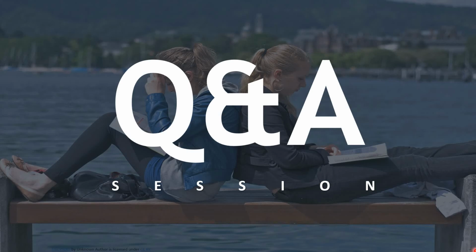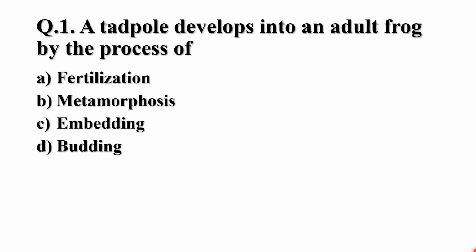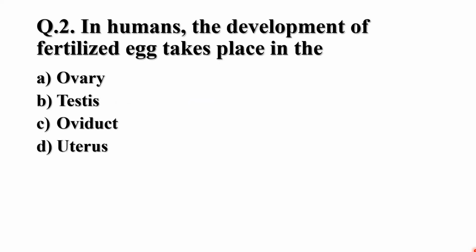And students, now let us revise what we have learned today. Question 1. A tadpole develops into an adult frog by the process of option A. Fertilization, B. Metamorphosis, C. Embedding, D. Budding. And the right answer is B. Metamorphosis. Question 2. In humans, the development of fertilized egg takes place in the option A. Ovary, B. Testis, C. Oviduct, D. Uterus. And the right answer is D. Uterus.